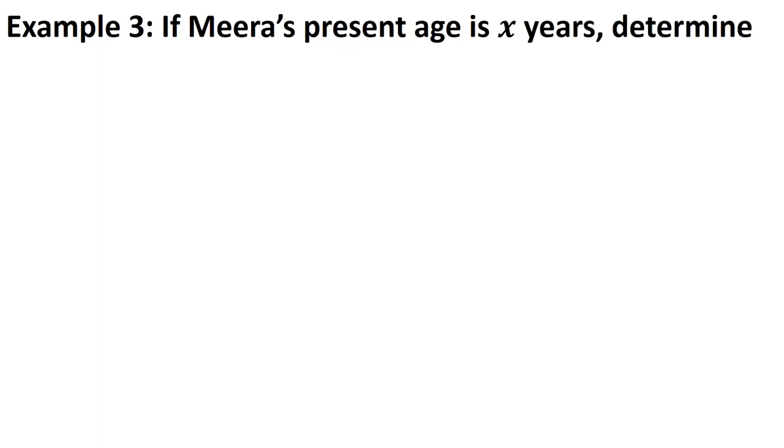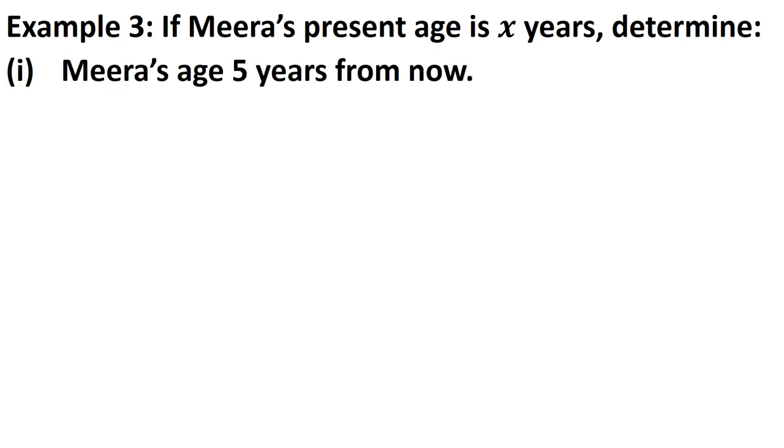Now see next example. Example number 3. If Mira's present age is x years, determine. Present age means today's age. If today's age is x years, then you have to find out Mira's age 5 years from now. 5 years from now means in future, after 5 years. So if today's age is x, what is her age 5 years from now? It is x plus 5.